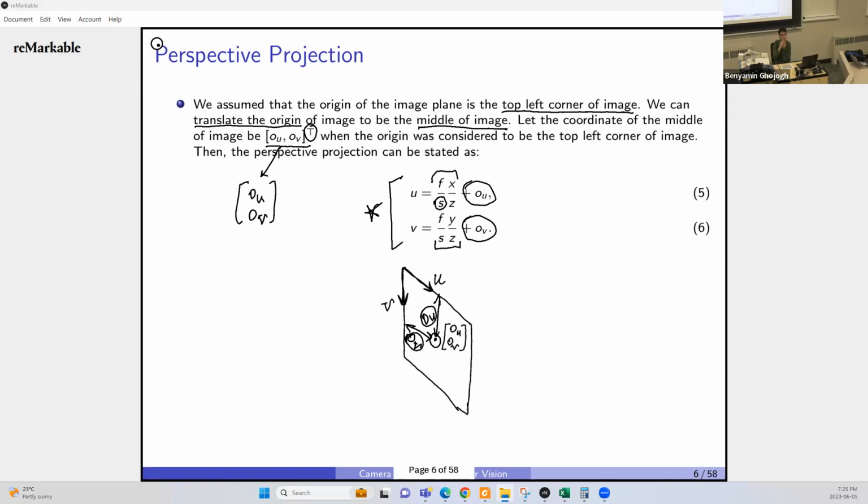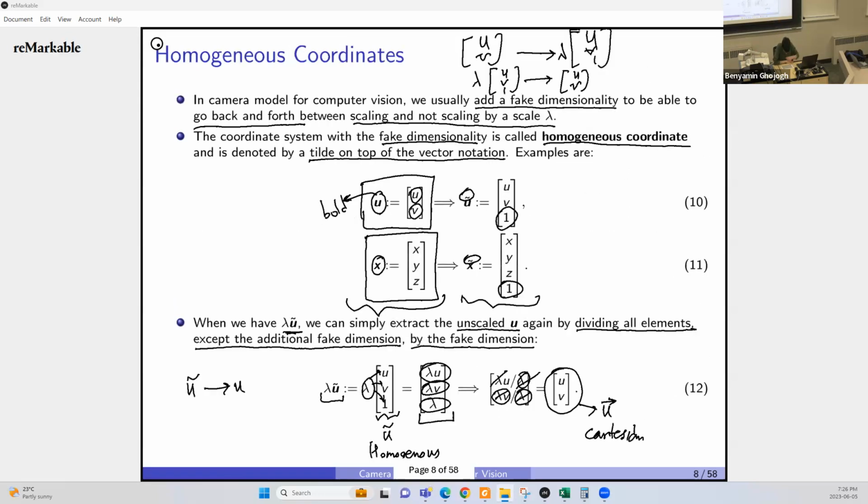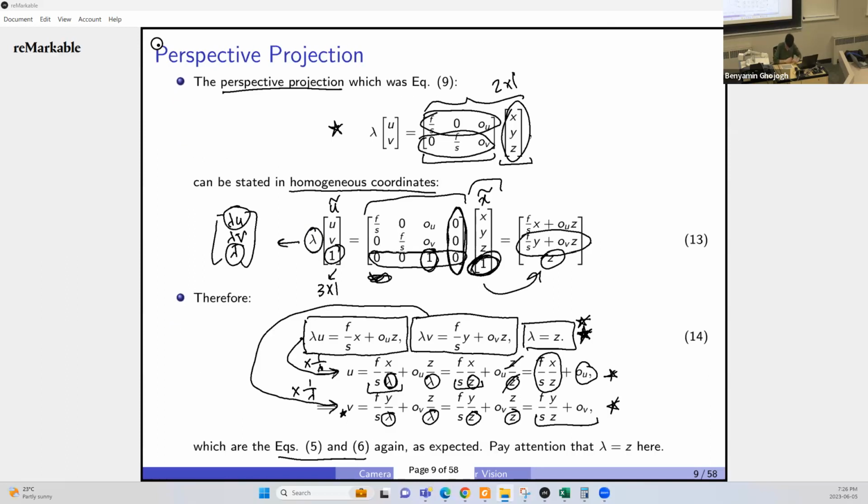Where we started. Okay. These are equations 5 and 6. And now I think it's justified for you why I wanted lambda to be equal to z. But I wanted to obtain equations 5 and 6 again. Okay. So pay attention that lambda equals z here. Okay.